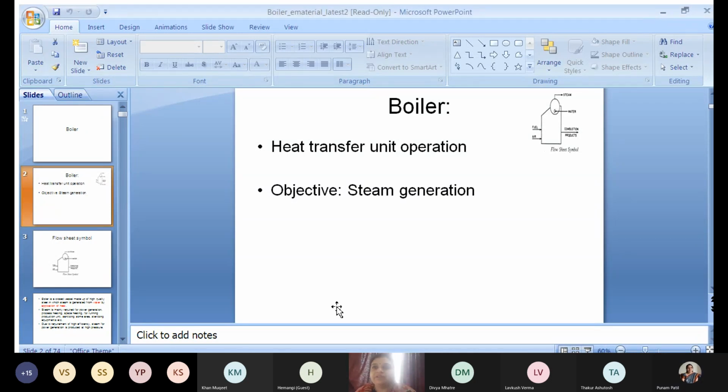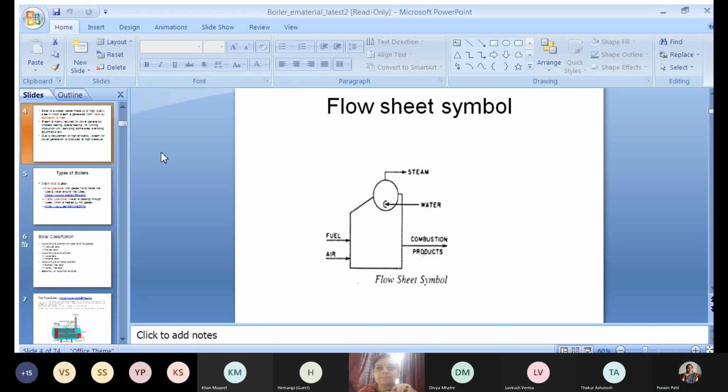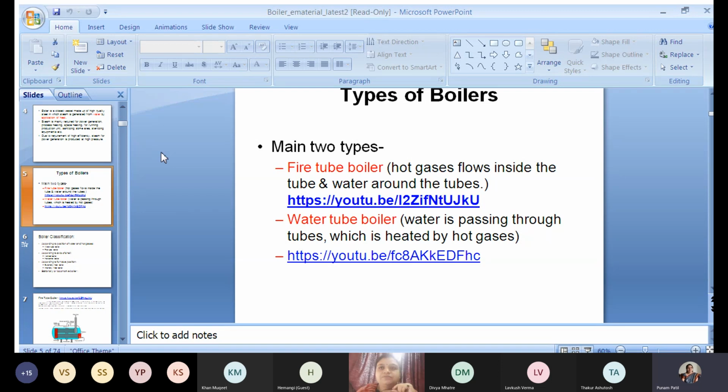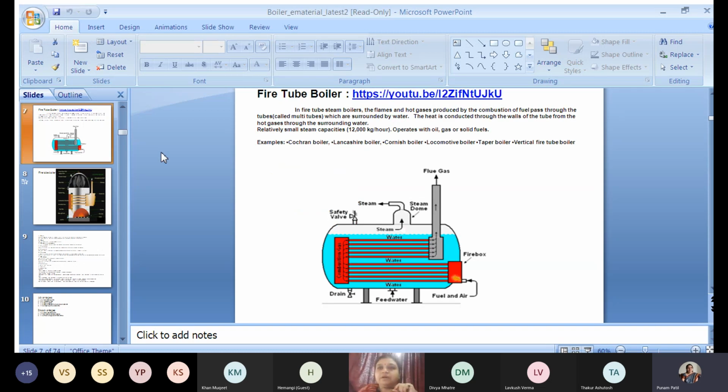What we studied, we will revise the things in 5 minutes. Let's start with the boiler. So boiler is a heat transfer unit operation. Objective is steam generation. We studied the ISA flow sheet symbol. We studied the types of boiler. There is fire tube and water tube boiler, and there are different criteria also. According to that, there is vertical, horizontal, externally fired, internally fired, stationary, or locomotive boiler. Then we studied fire tube boiler in detail, that is the construction and working of fire tube boiler.